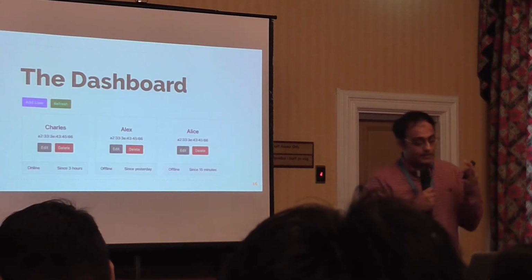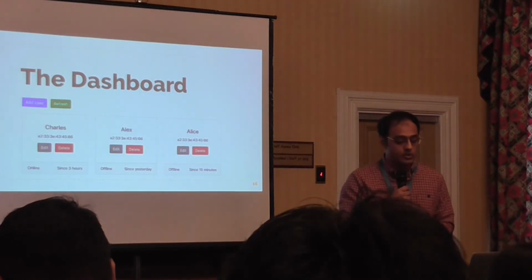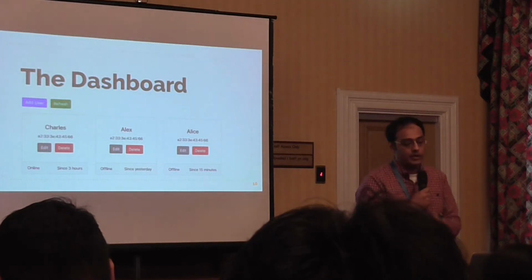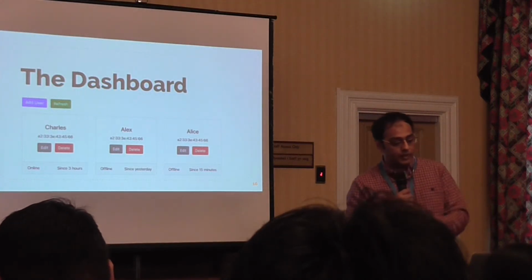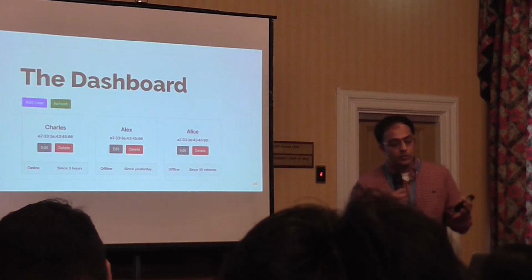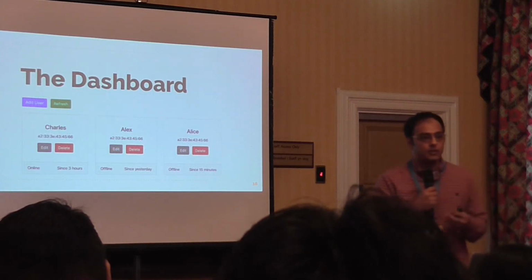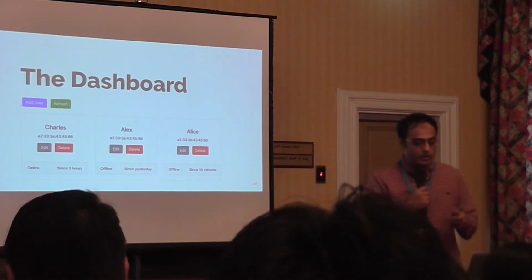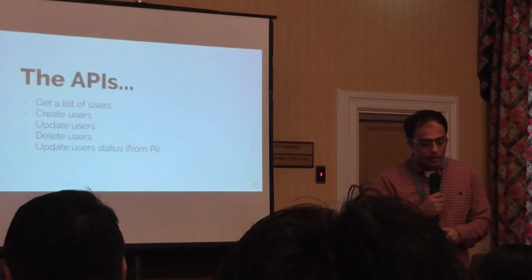The dashboard looks something like this. As you can see, I can see that there are 3 people in the office. One is online, and he has been online since 3 hours. There was somebody offline since yesterday. That means they haven't come in today. And there's someone who's offline just 15 minutes ago, right? So just to give you an idea of how it would work.